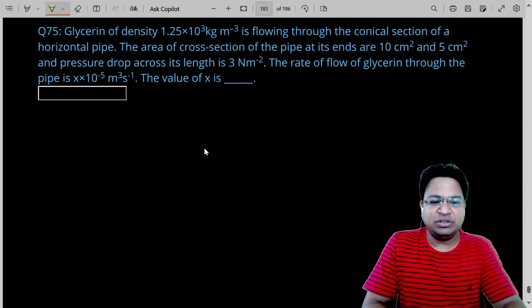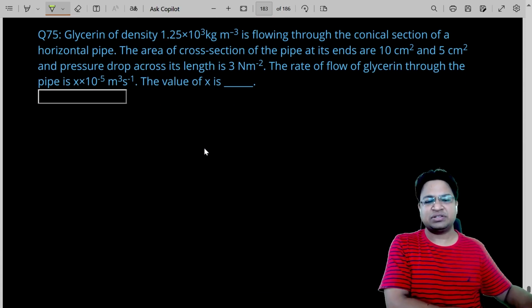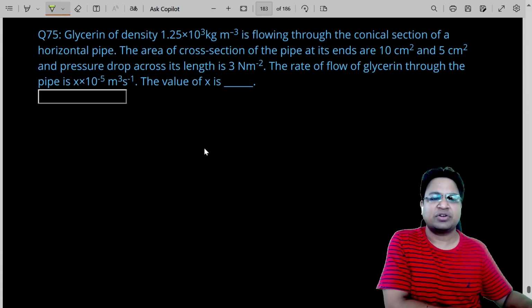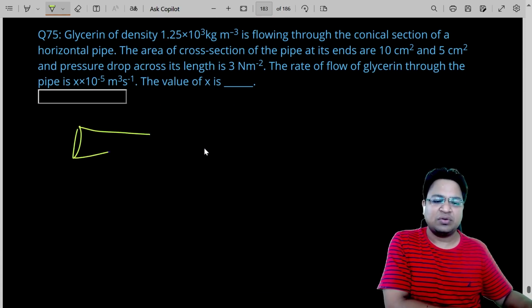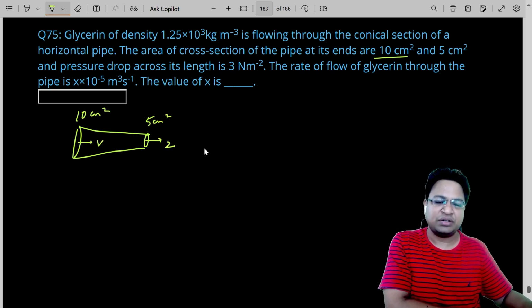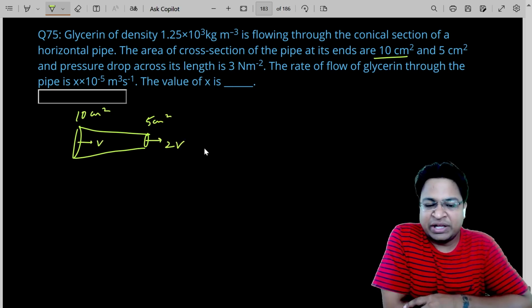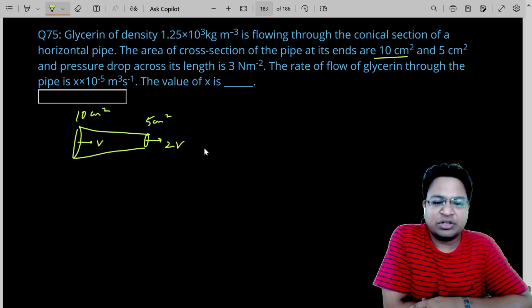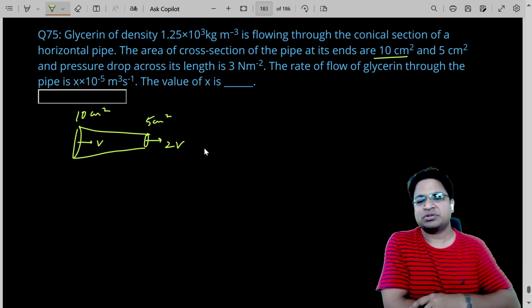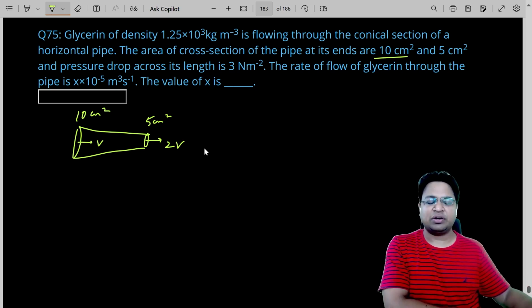Which brings us to the last question. Let's see this. It says glycerin of density this much is flowing through a conical section of a horizontal pipe. The area of the cross section at the ends are 10 and 5. So if this area is 10, then this area is 5, which also tells me that if the speed here is V, then the speed here would be 2V, because the area has become half, the speed will become double. The pressure drop across its length is 3 Newton per meter square. We need to find out the volume flow rate.